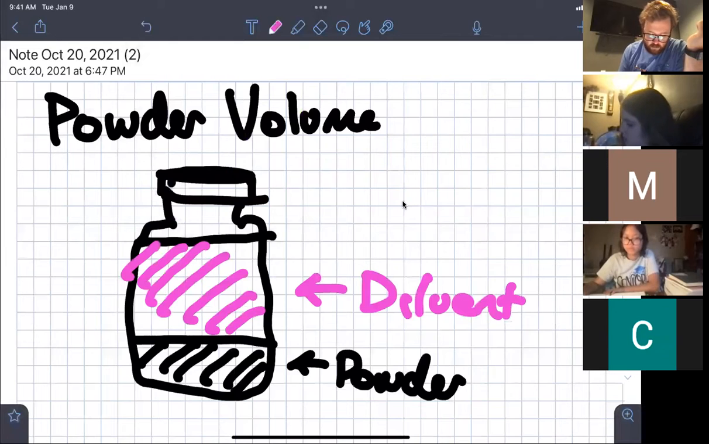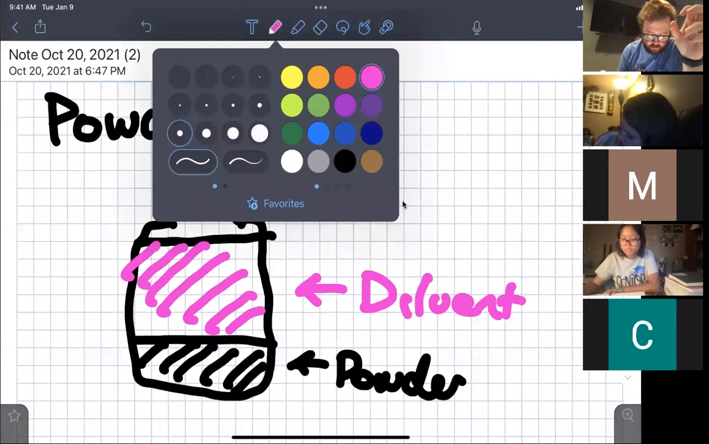Diluent. Diluent, right? So now I have put water or diluent, whatever it is, in, and it's a liquid. So let me draw that. I'll draw the states of things right here.